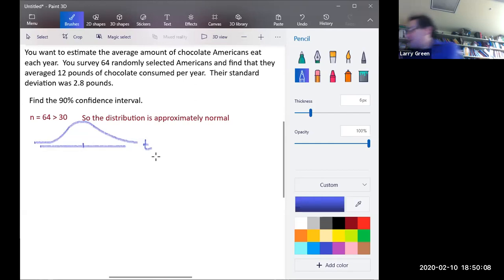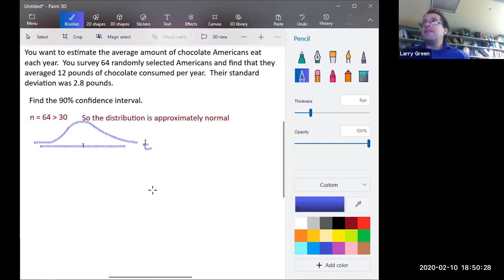Okay, so now let me write something down just so I don't forget. So we have n equals 64. We have x bar equals 12, and we have s equals 2.8. Is that clear?